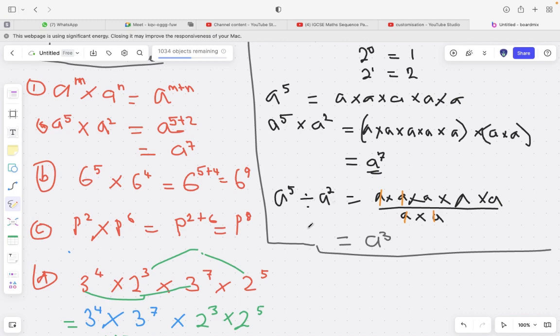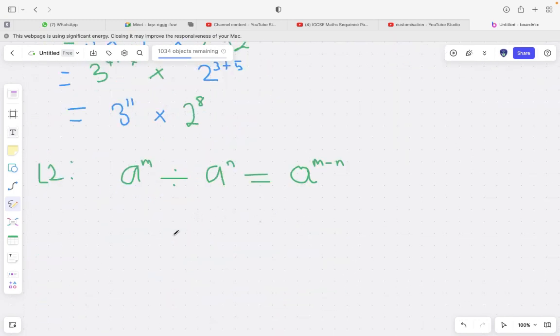Now if you look at the example that we've solved before, a to the power of 5 divided by a to the power of 2. Let's apply this law to this example. You write a to the power of 5 minus 2, and this will become a to the power of 3. Is that okay? So this is how we apply the second law.